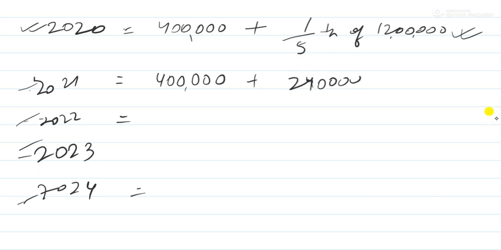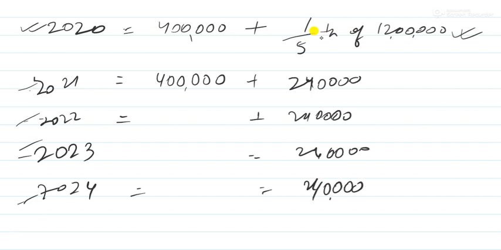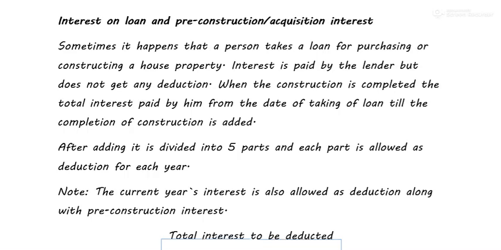Here also he got an interest deduction of 2,40,000, 2,40,000 here, 2,40,000 here, and 2,40,000 here. So if you calculate all 5 of them, the result will be 12 lakhs. The assessee says, okay, sir, I didn't know you were such a kind heart. Thank you so much. The tax officer says, no problem, I just want my tax. So this is how you will have to deduct the pre-acquisition or pre-construction interest.